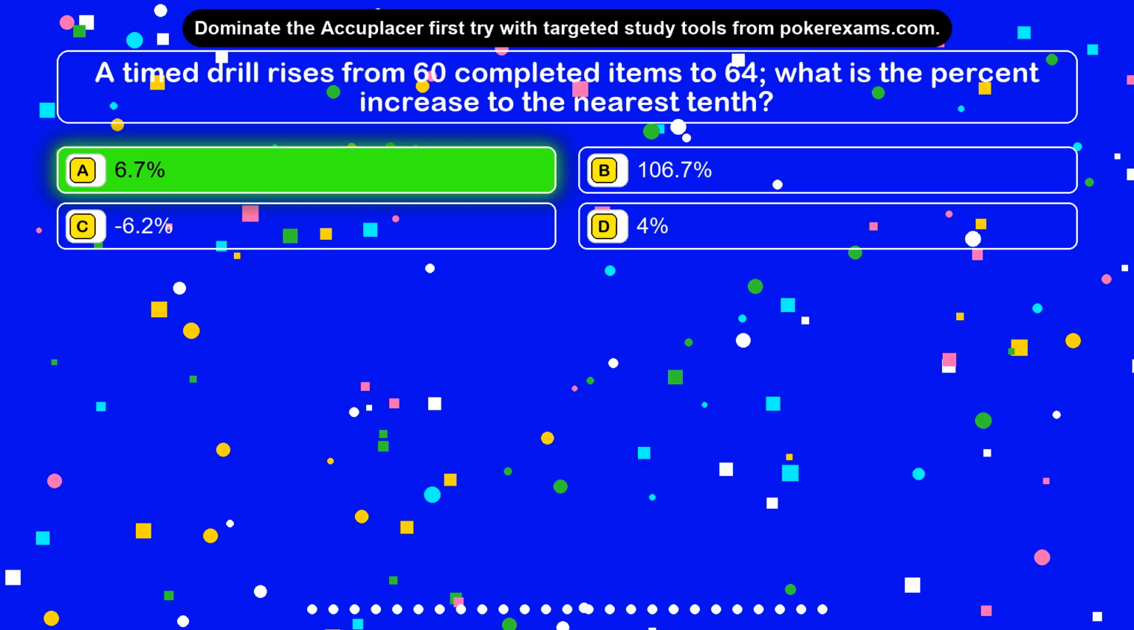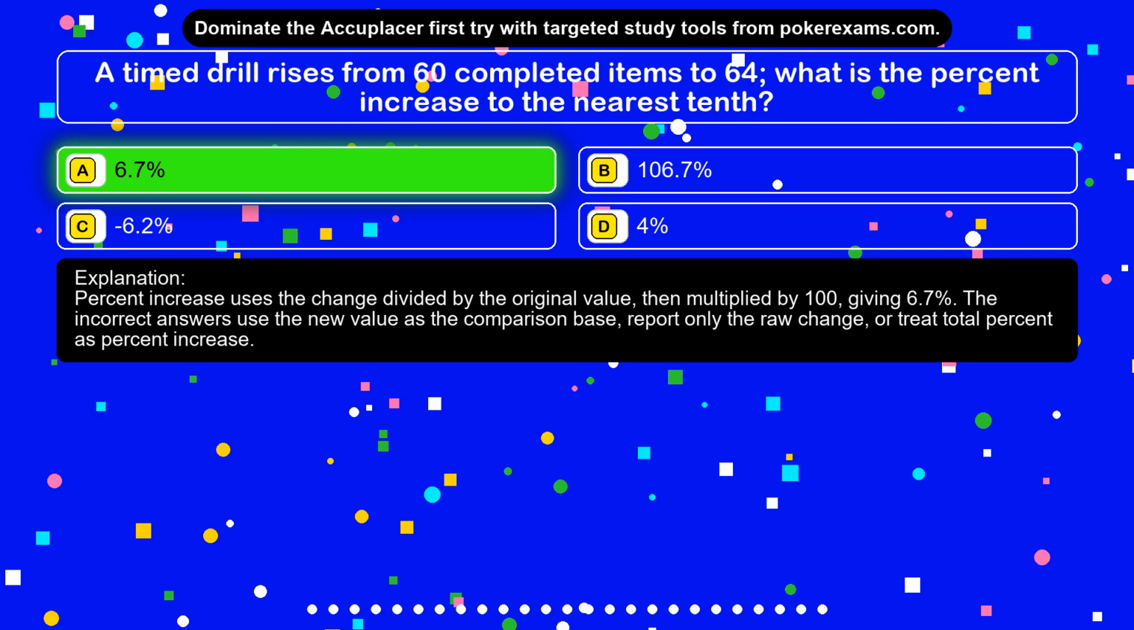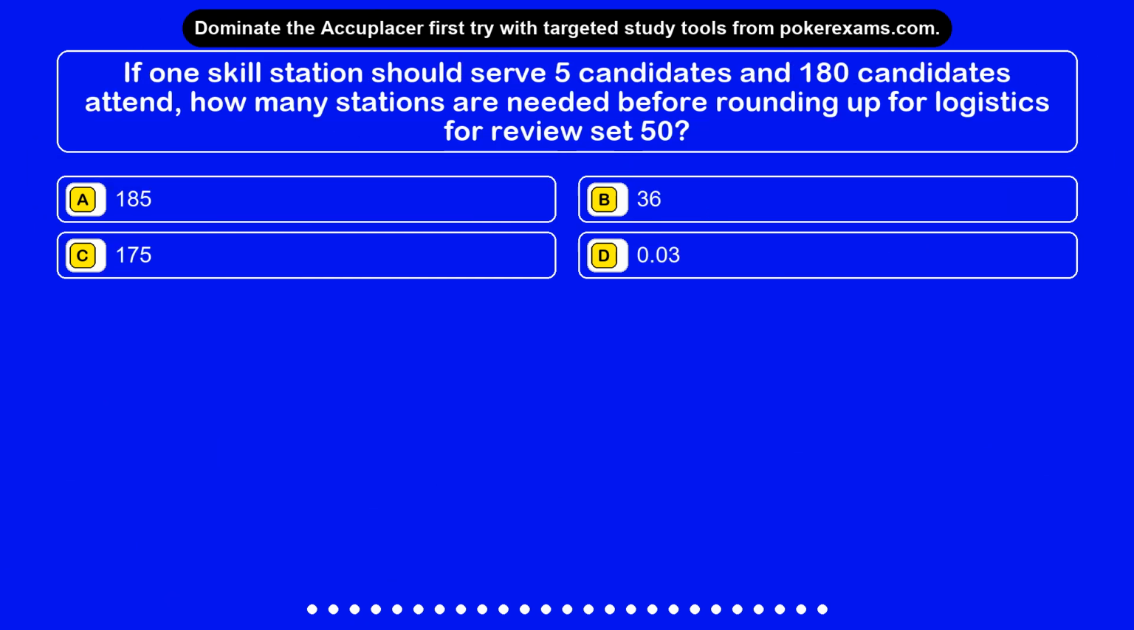The correct answer is option A, 6.7%. Percent increase uses the change divided by the original value, then multiplied by 100, giving 6.7%. The incorrect answers use the new value as the comparison base, report only the raw change, or treat total percent as percent increase.